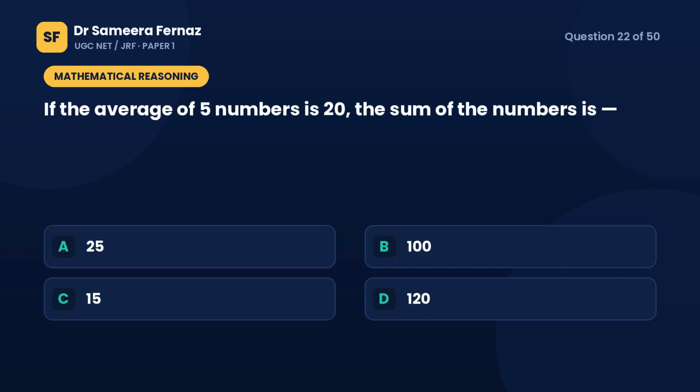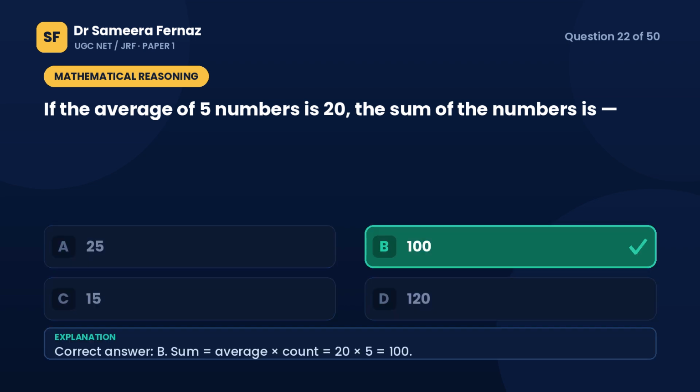Question number 21, Mathematical reasoning. The question is 3, 9, 27, 81. What comes next? So the answer is option A, 243. Each number is multiplied by 3.